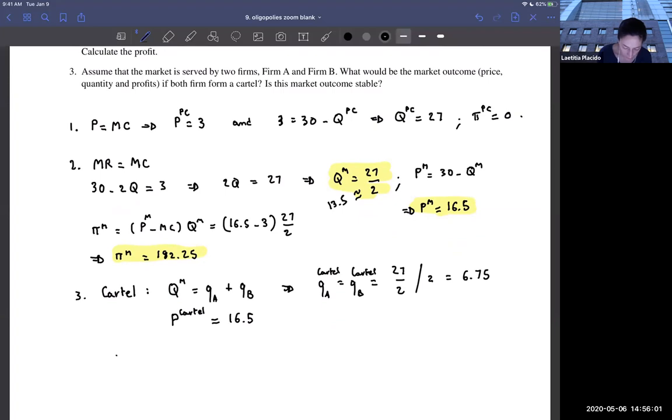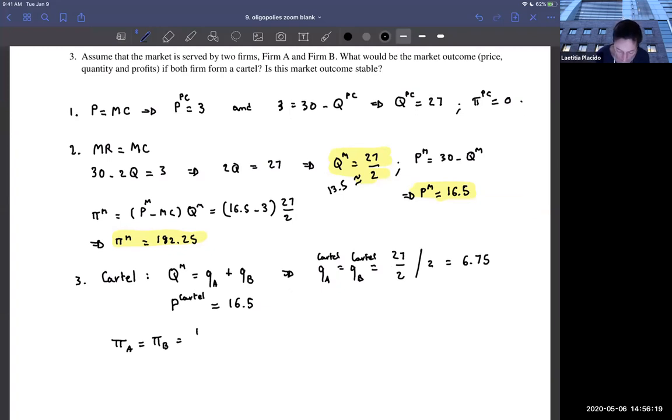So what are the profits? So the profit to firm A will be the same as the profit to firm B, okay? And because they are simply splitting production, then they're going to get half of the monopolist profit, okay? So that's going to be 182.25 divided by 2. Okay, so that's 91.125. Okay. So do you have any questions on this?